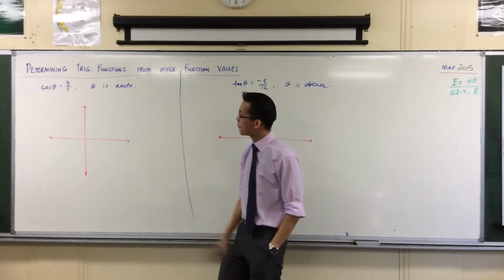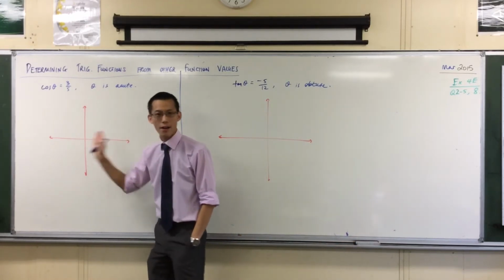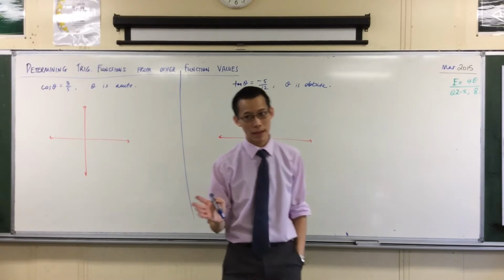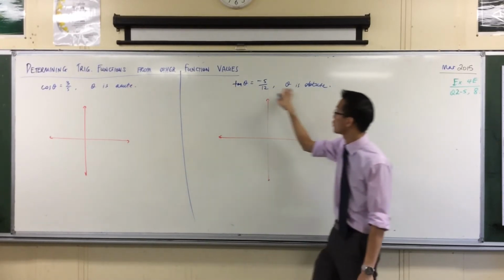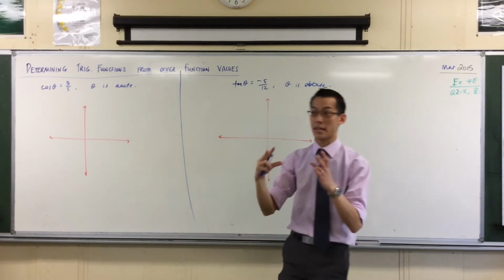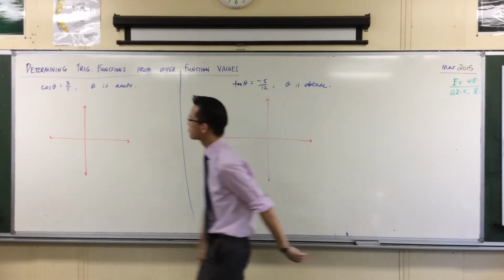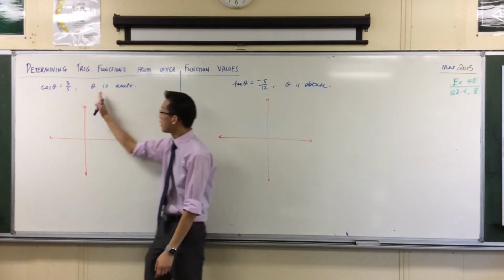I'm going to take them one at a time. And you notice I have my quadrants drawn up, okay? My quadrants, because this is going to be very helpful when we take into account this information here about the restrictions on theta, okay? So, number one, cos theta is 3 on 5, theta is acute.